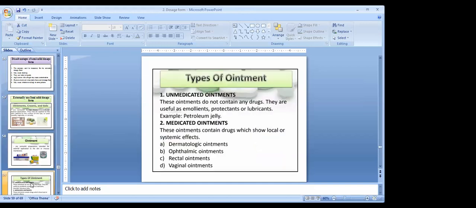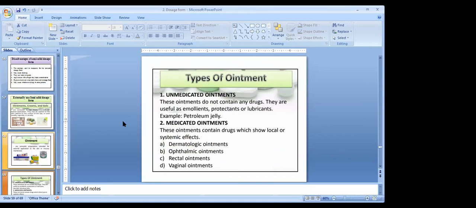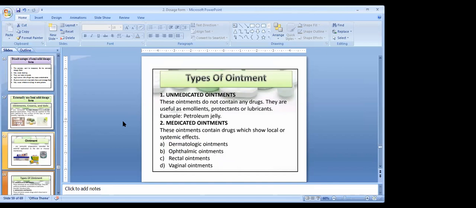Then next is the types of the ointment. Am I audible to all? Yes, ma'am.